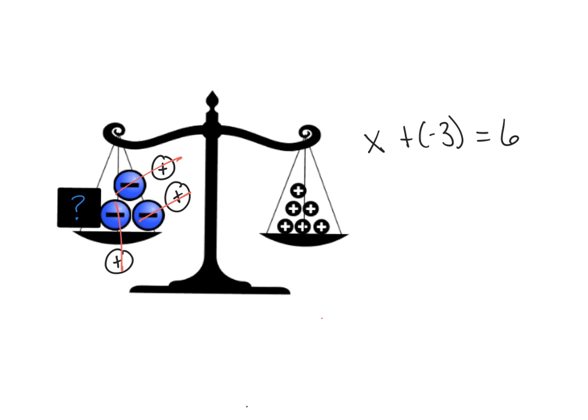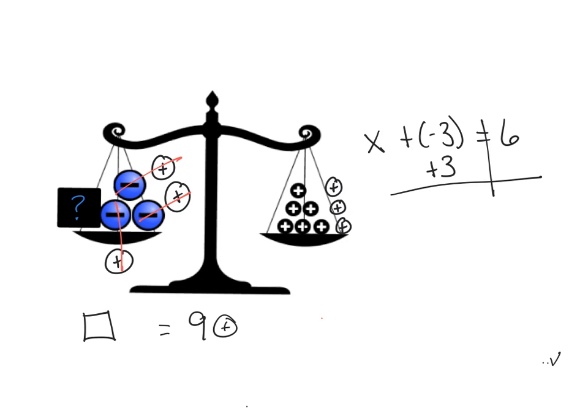But as I'm adding positives on, it becomes unbalanced, so I must do it to both sides. So I'm going to add 3 positives to this side. So I am left with a box is equal to having 9 positives. So mathematically, this would look like I am adding 3, because the opposite of a negative is a positive, plus a positive 3 on this side. These are going to cancel because negative 3 plus 3 is 0. And you have x equals the positive 9.